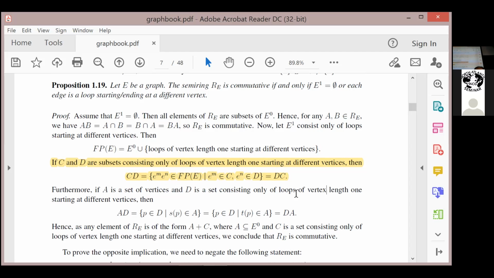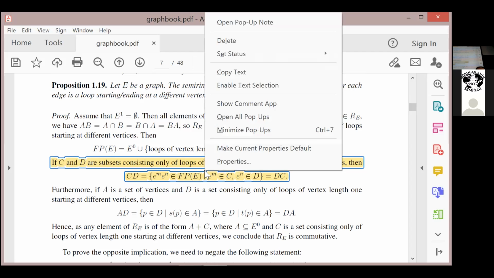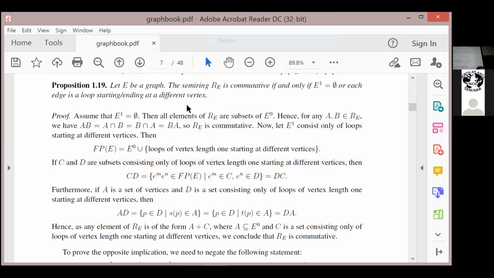So there's one more thing we have to check, the cross term. How about multiplying a subset of E0 with a subset of this second part? Well, it's actually even easier.